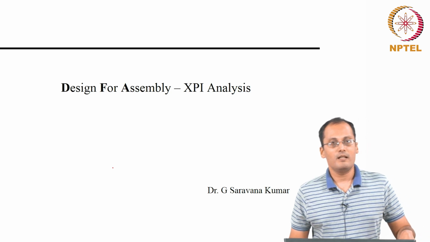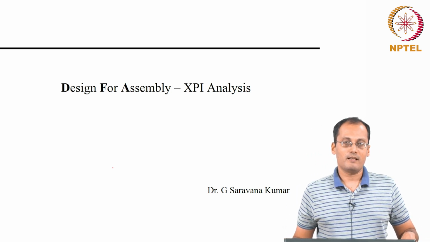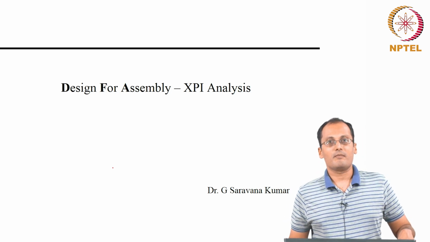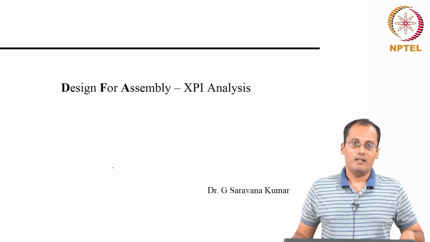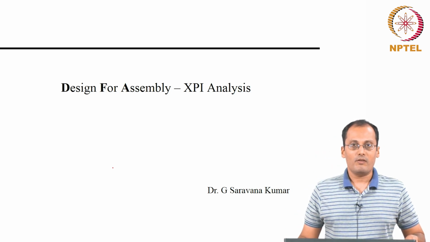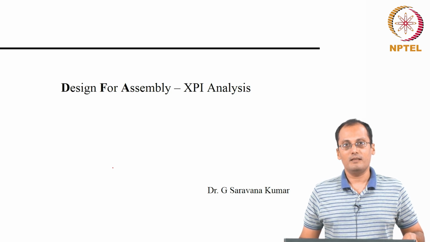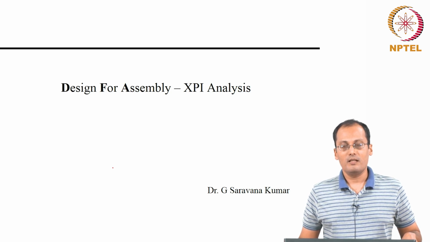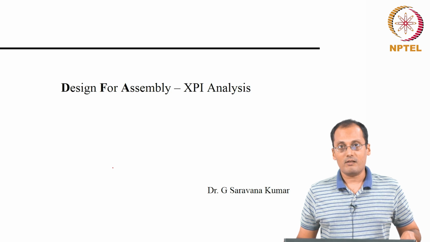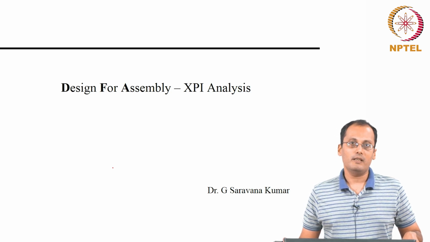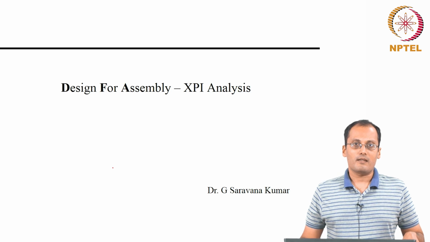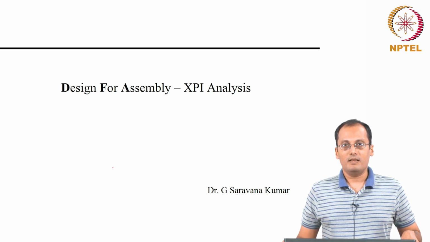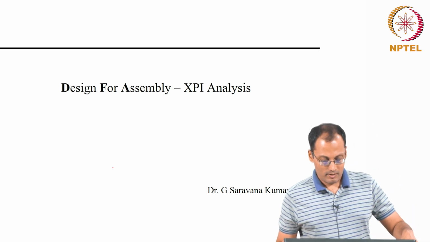XPI stands for Xerox Producibility Index. Xerox, as you know, is one of the pioneering companies which was making the photocopying machine. And if you would have seen a photocopying machine, particularly the interior, you will see that it holds several hundreds of parts assembled together. Thereby, the cost of the product is predominantly determined by the assembly cost along with the part or the component cost.